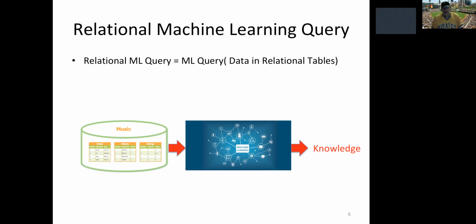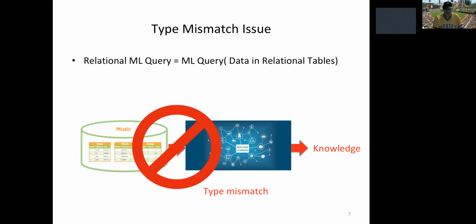So a relational machine learning query is where you just want to solve whatever your machine learning problem is on your relational data. Okay, so the input is the relational data. Now, the problem with this is that there's a tight mismatch on the input here. Most of the standard machine learning problems expect the input to be points in geometric space, not relational data.